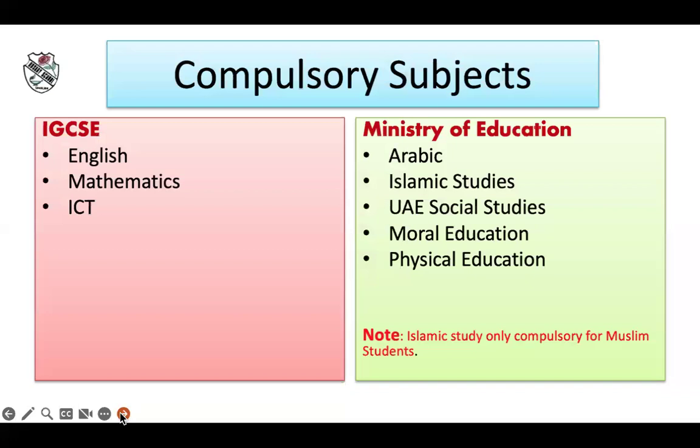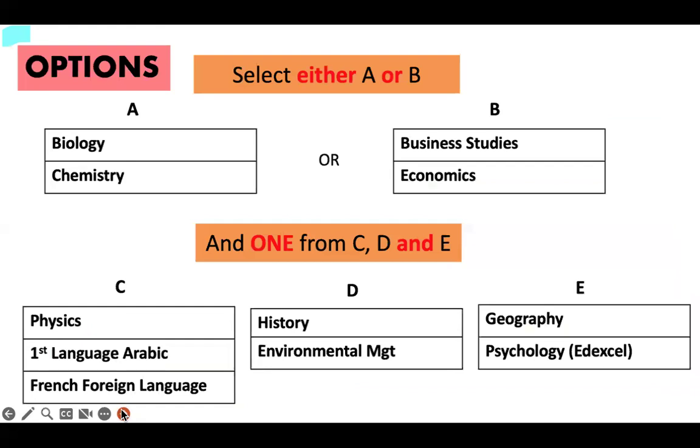As we mentioned, a number of subjects here. So for IGCSE, English, math, and ICT are compulsory for all the students. All students have to take English as a second language, maths, and ICT. Along with these, they have to take the ministry subjects. Ms. Judith, next slide, please.